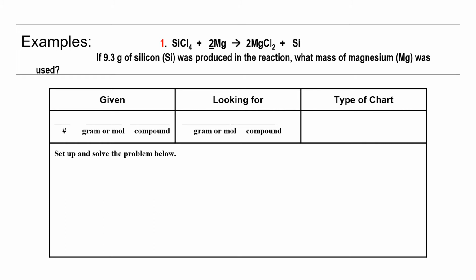If you want me to show you the separate steps, then ping me later and I'll be happy to walk you through them. Okay, so in our question, it says 9.3 grams of silicon was produced in the reaction. What is the mass of the magnesium? So our given is 9.3 grams of silicon, and we are looking for grams of magnesium.